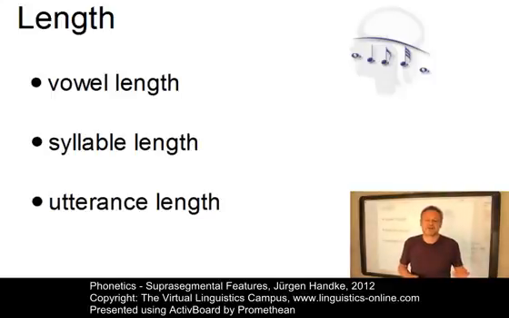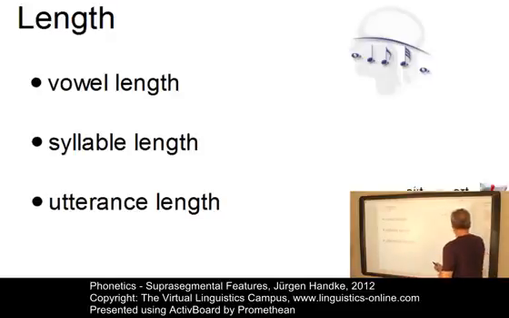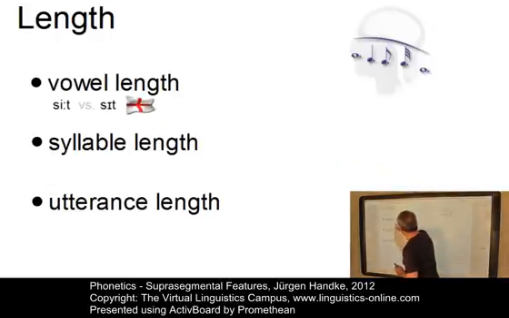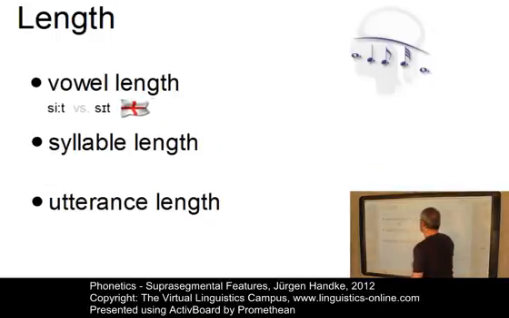The length of sounds, of syllables and words, and even utterances is variable, and the variations are used for a variety of linguistic purposes. Let's look at some of them. For example, vowel length, as we know, occurs in British English, seat versus sit.